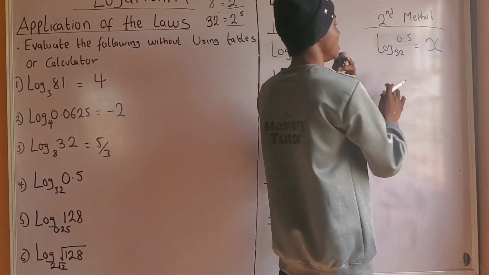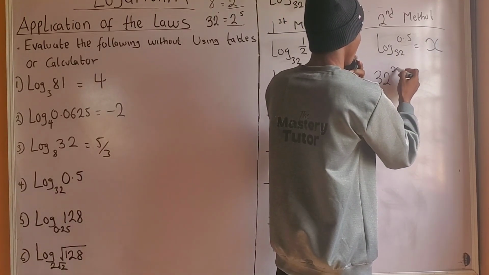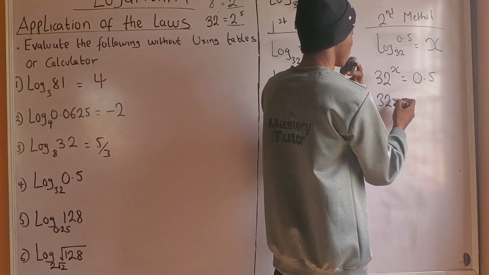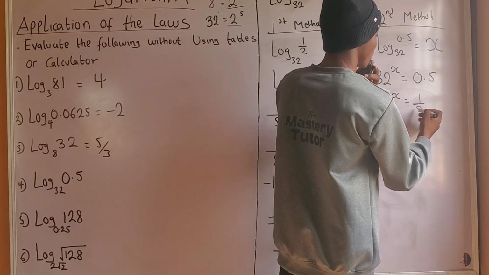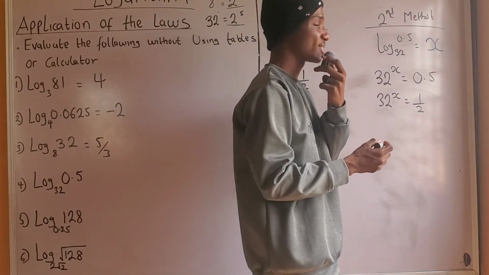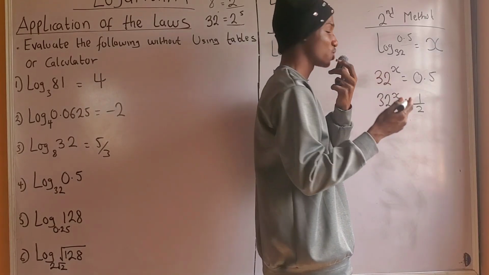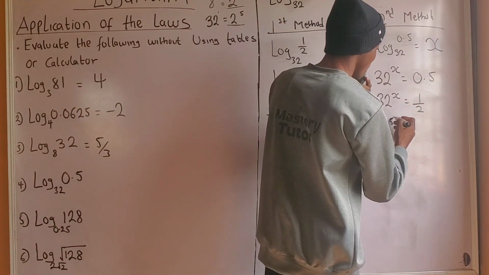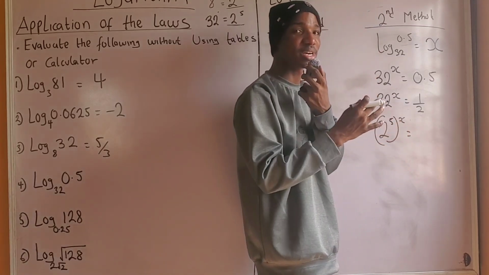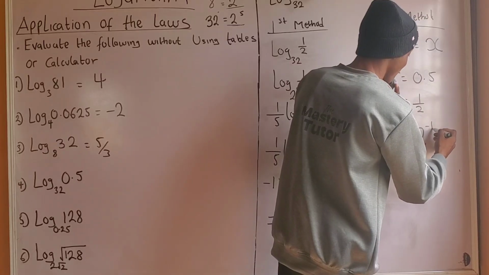Now, let us write this in index form. I'm going to have 32 raised to the power of x equals 0.5, right? 32 raised to the power of x equals 1 over 2, because 0.5 can be written as 1 over 2. Do you get it? Okay. Now, 32 can be written as 2 to the power of 5. So I'm going to have 2 raised to the power of 5 raised to the power of x equals, now 1 over 2 can be written as 2 raised to the power of negative 1. So I'm going to have 2 raised to the power of negative 1, right?